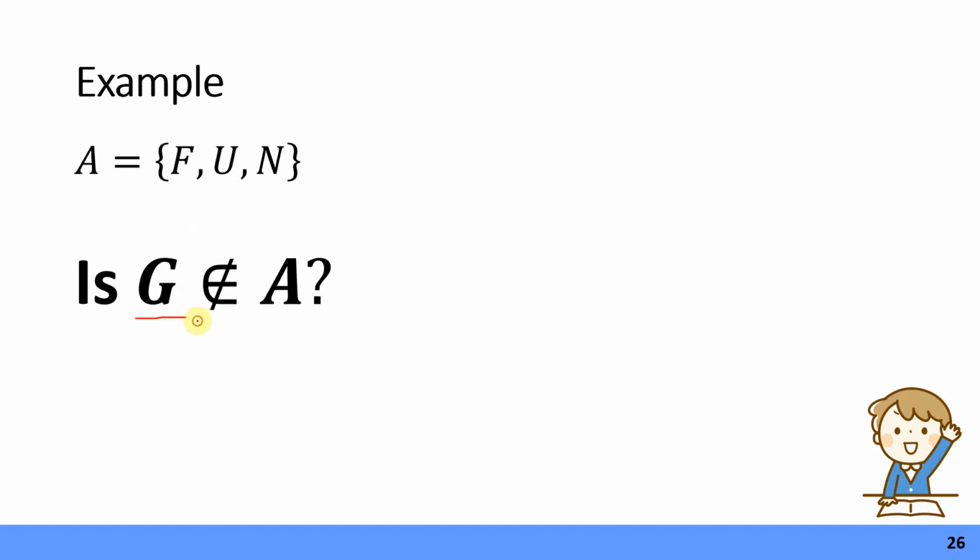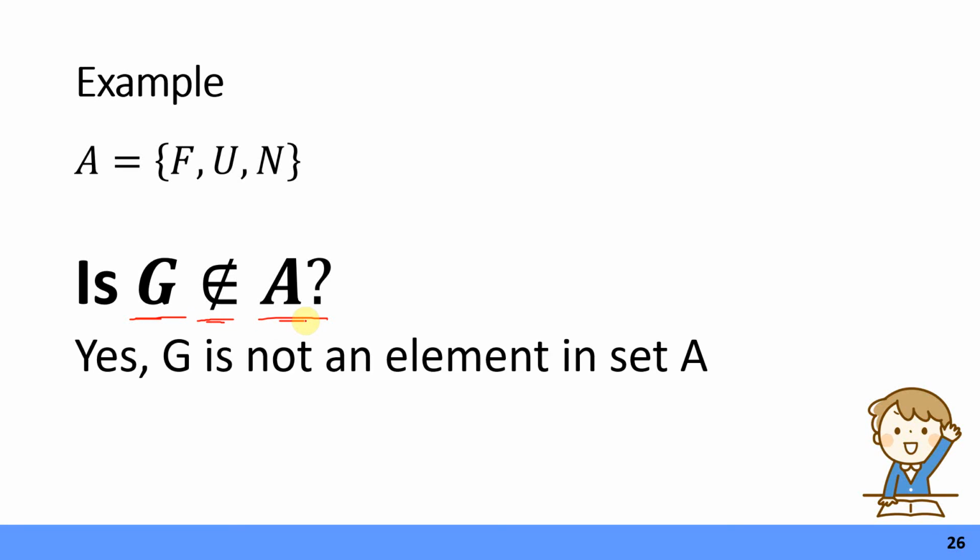Is G not an element of A? Be very careful with this one. Is this true or false? Yes or no? So is G not an element of A? That's true, right? G is not an element of A. It's nowhere to be found inside the set. So yes, G is not an element of set A.